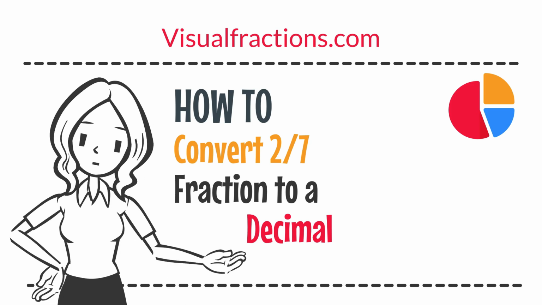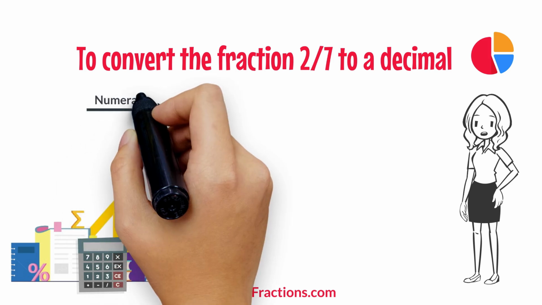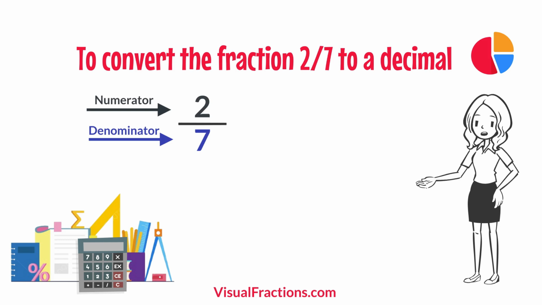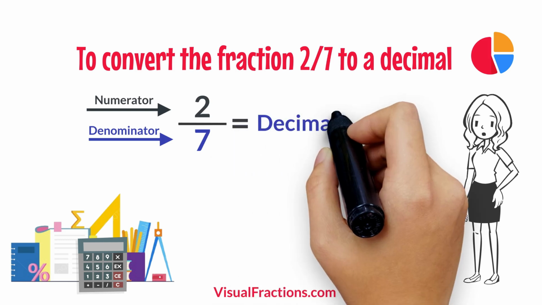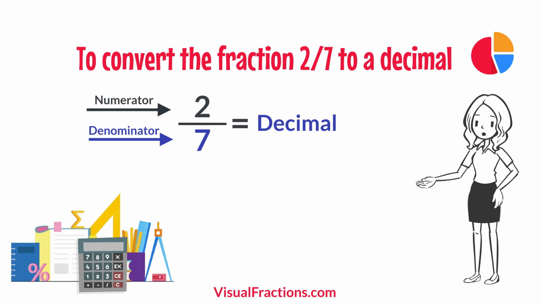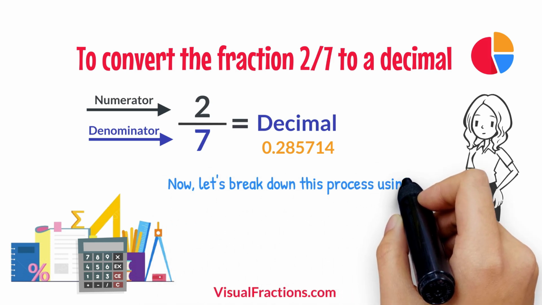Today, we're going to explore how to convert the fraction 2/7 to a decimal. To convert the fraction 2/7 to a decimal, all we need to do is divide the numerator, the top number, by the denominator, the bottom number. In this case, we want to convert 2/7 to a decimal. So, we simply divide 2 by 7. The answer we get is 0.285714, which repeats indefinitely. Now, let's break down this process using long division.